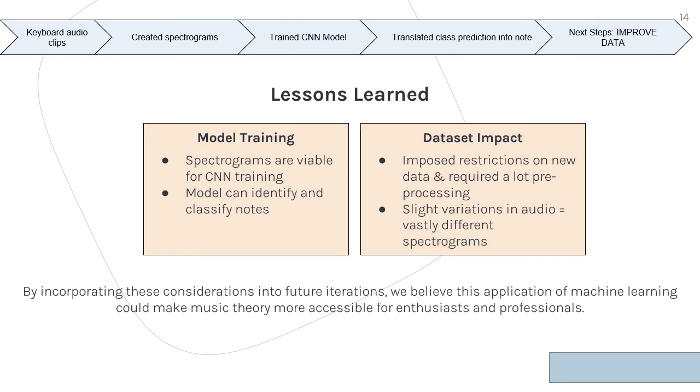Overall, we successfully developed a neural network that could classify notes based on their spectrograms using a CNN model. However, we also noticed that the spectrograms varied significantly as a result of slight differences in data, which means an equal amount of time must be put into the pre-processing and the post-processing stages. By incorporating the considerations we highlighted in future iterations, we believe this application of machine learning could make music theory more accessible for music enthusiasts and professionals alike.